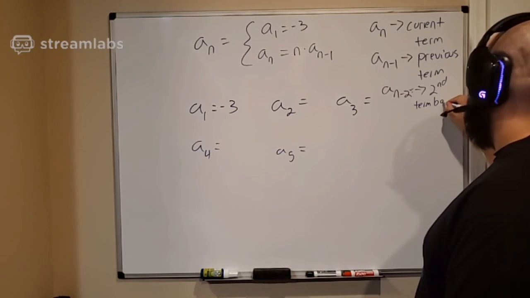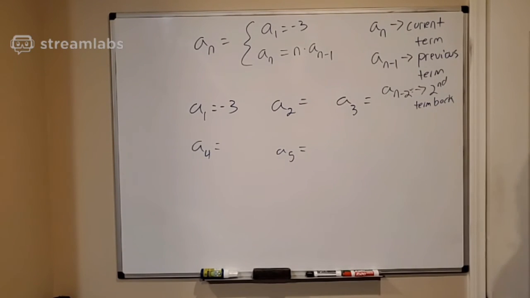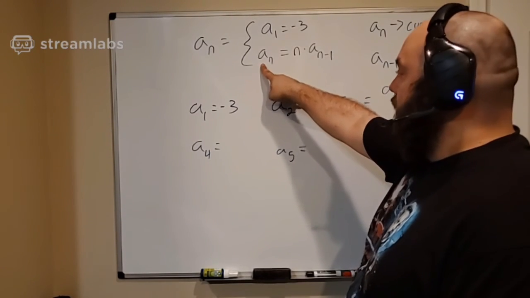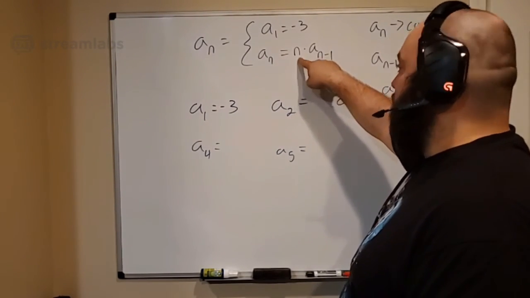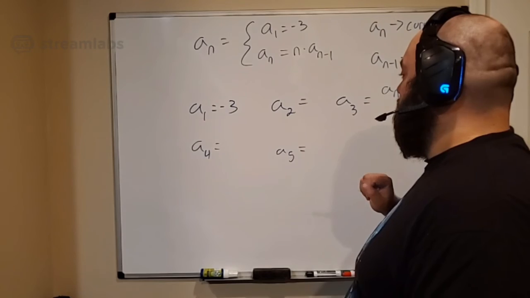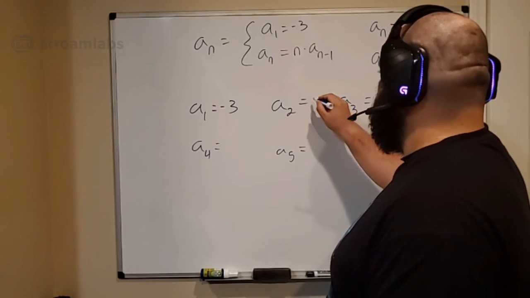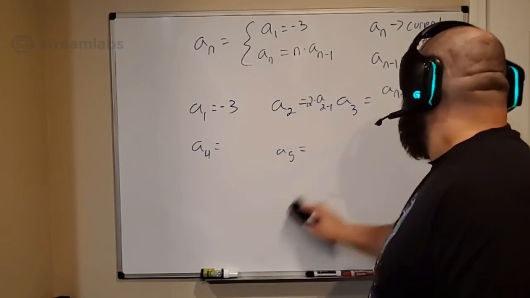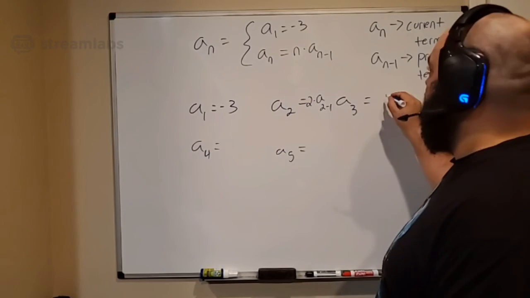So we have to make sure we understand what is in our formula. When I read a sub n equals n times a sub n minus 1, we can read this as the current term, which is a sub n, equals the term number, n, times the previous term. So for a sub 2, it's 2 times a sub 2 minus 1. a sub 3 is 3 times a sub 3 minus 1, etc., down the line.